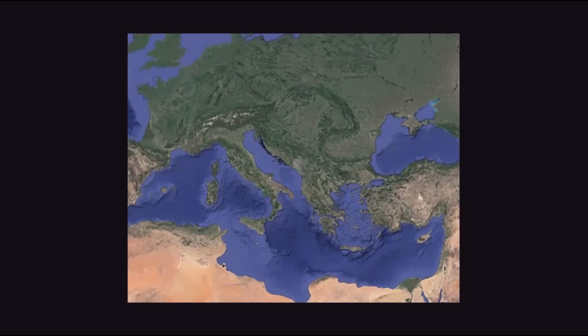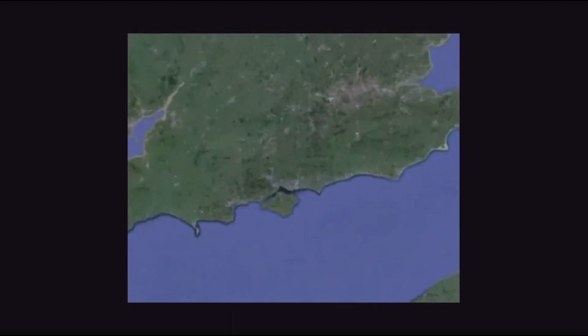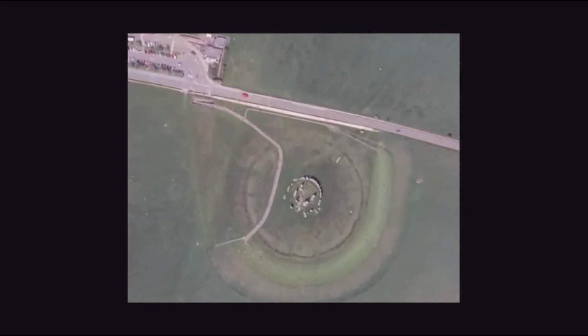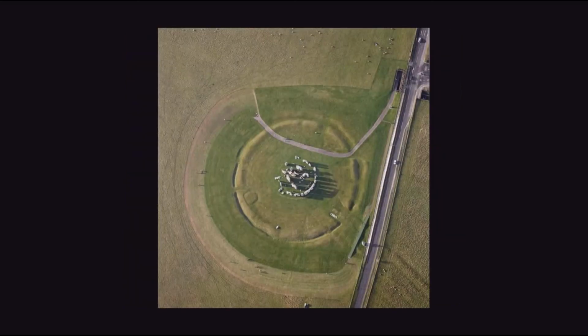This site is located in southern England on the Salisbury Plain. So if you fly into southern England, on a broad flat plain in the middle of Salisbury, you will find this circle of stones. And you can see from this satellite photo that it's actually a lot more than just that circle of stones. The circle of stones is only the very center of the structure. There's a huge pit, a huge circular ditch all the way around the exterior, and it has avenues.